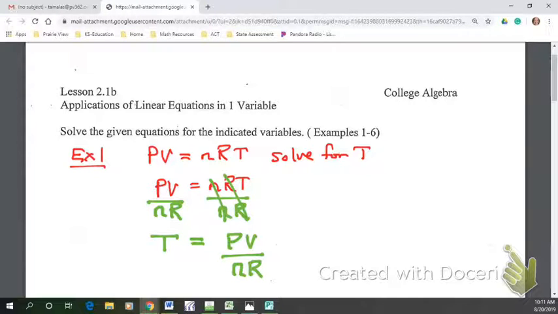And that's all there is to it, and you have to type it in just like that. Capital P, capital V divided by, you'll do the fraction thing first, and then put the PV on the top, the nR on the bottom, okay? Everybody okay with that problem? Yeah. All right, great. All right, example 2.